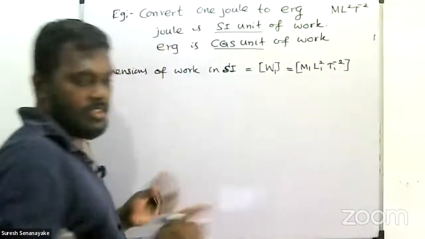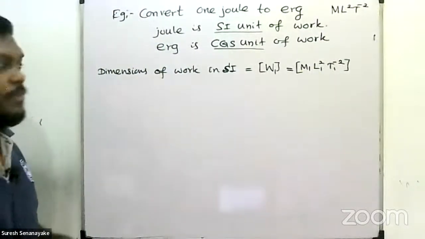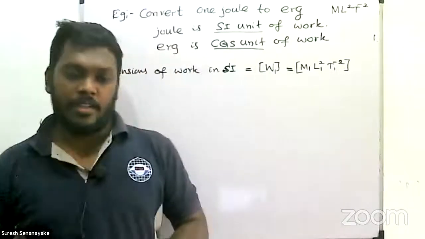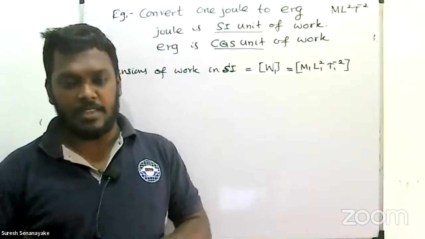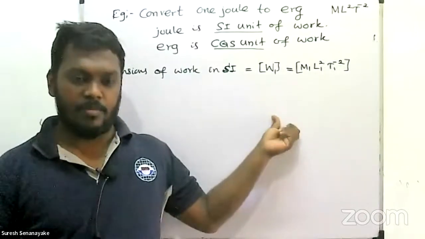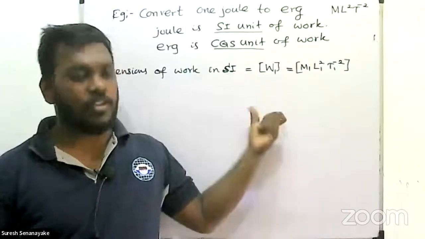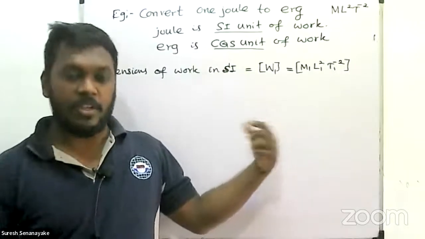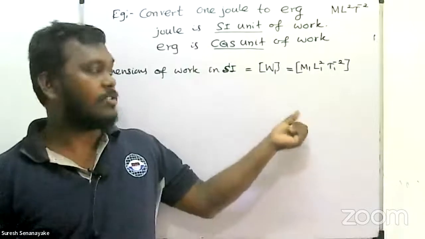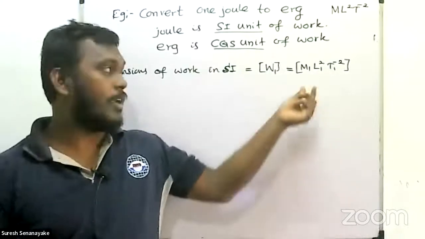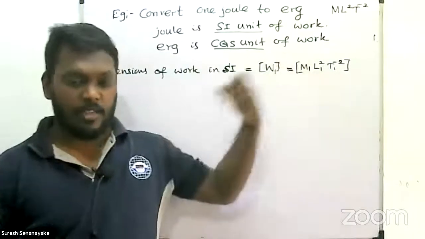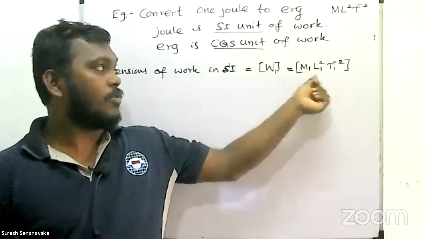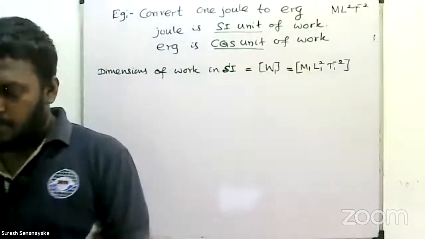Now we consider two systems. These are considered different because in the SI system, mass is measured in kilograms, so its dimension relates to the kilogram. But in the CGS system, mass is measured in grams, so its dimension relates to the gram, not the kilogram. That's why for the CGS system I take M2 L2 T2.